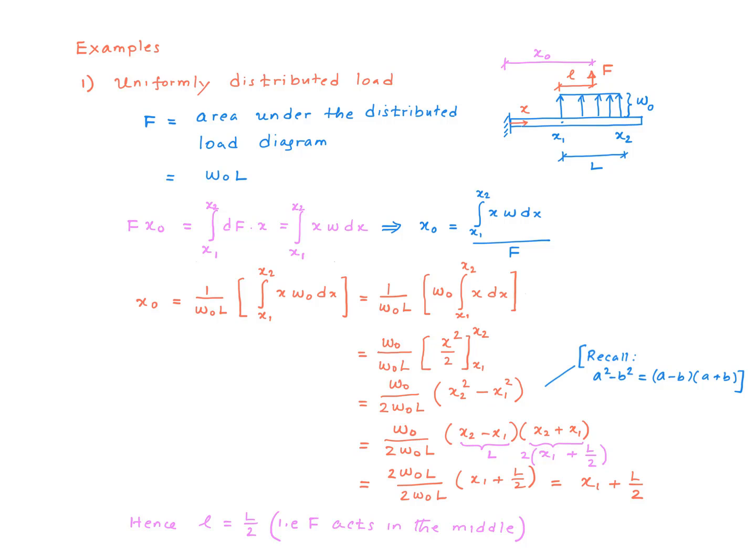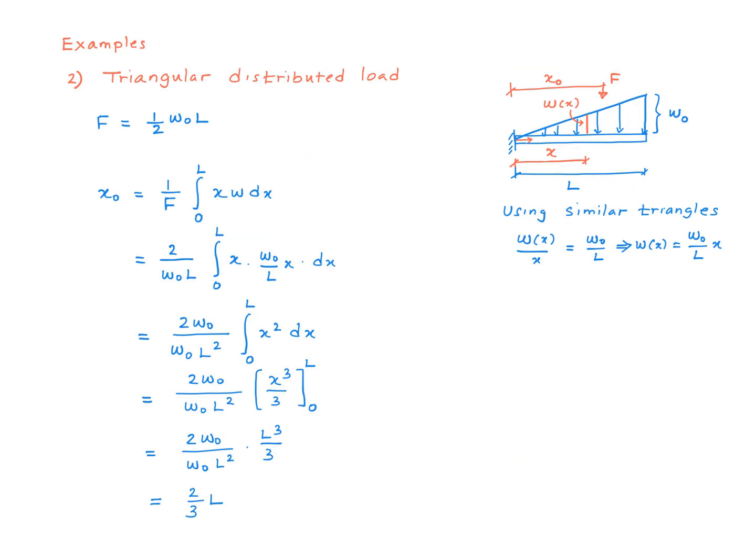Then we recognize that x2 minus x1 is actually this big L right there. And x1 plus x2 divided by 2 is going to be exactly in the middle, right? The average of the two is going to be exactly in the middle. So this quantity is actually x1 plus L over 2. Now simplifying everything, we get this quantity for x naught. So x naught is x1, which is this distance right there, plus L over 2, right? So you can see the resultant force is right in the middle of this length from this point to this point. Now let's consider the triangular distribution.